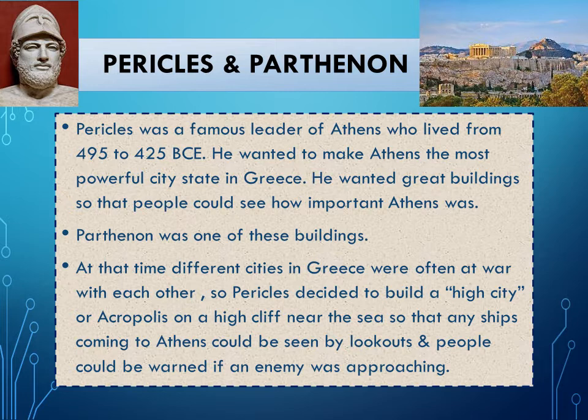At that time, different cities in Greece were often at war with each other. So Pericles decided to build a high city, or Acropolis in other words, on a high cliff near the sea, so that any ships coming to Athens could be seen by lookouts and people could be warned if an enemy was approaching.